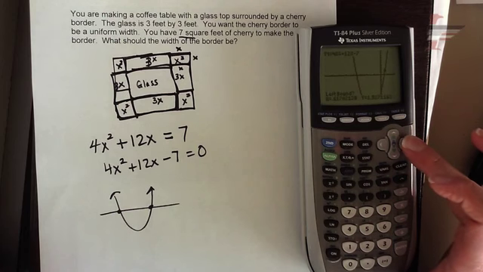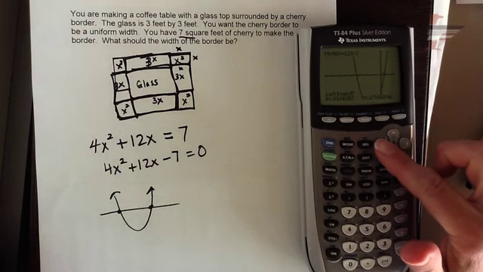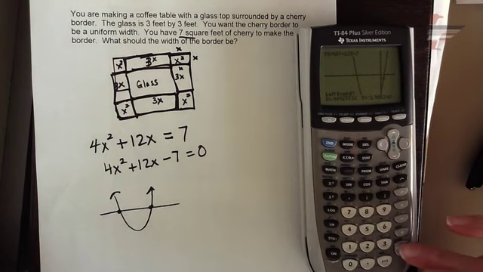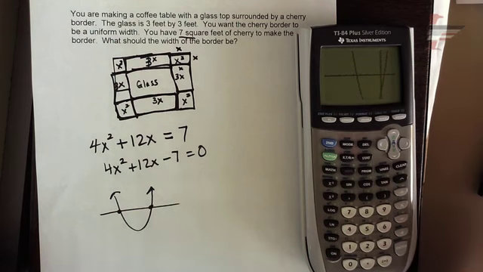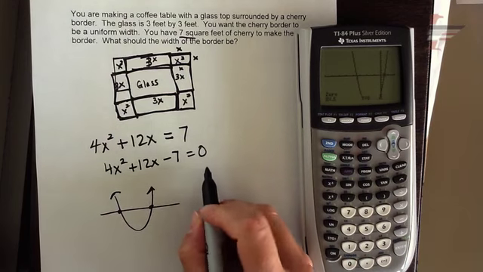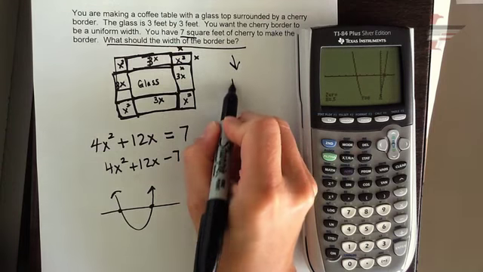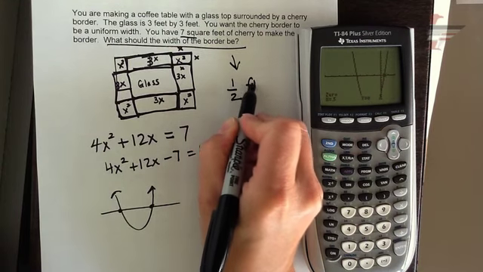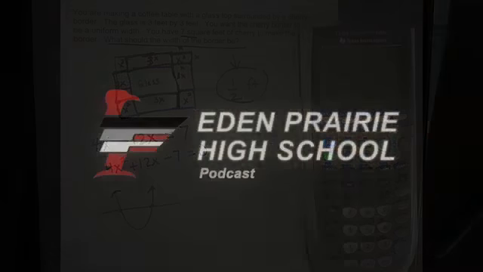And there's my cursor. So left bound, again, it's opening up, so I'd go down and come back up. So it's actually below if I follow the path of the parabola. Right bound is above it. Press enter on guess, and my 0 is 0.5. So that means the width of my border should be 1/2 foot. And that was pretty slick.